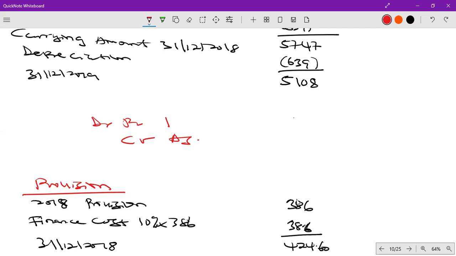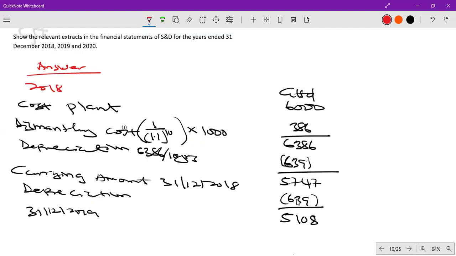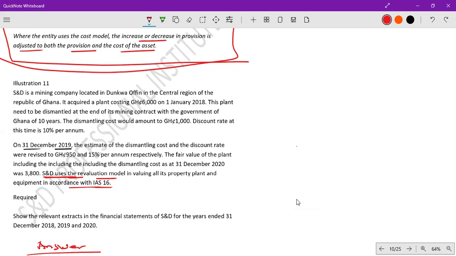So the illustration number 12, that is how you should solve it. I am not going to solve that one. Once you understand this one, you can relate it to the other one because it's the same question. The only difference is the measurement base. So this is 2019. We are done with the 2019.